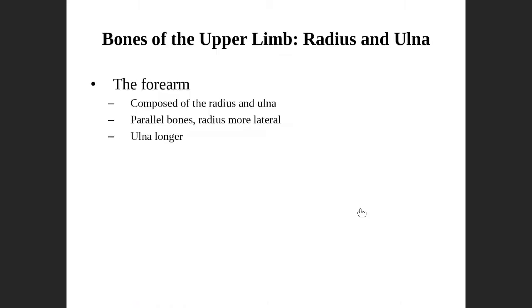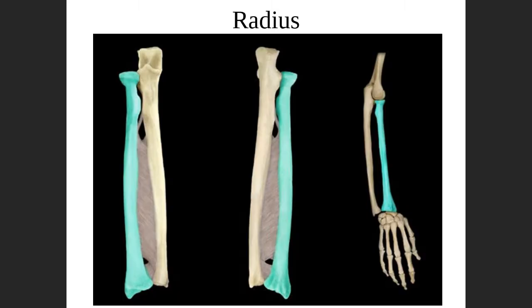All right, so let's talk about the forearm here. The forearm, also known as the antebrachium, is made up of two bones, the radius and the ulna. When you're in the anatomical position, the radius is going to be the lateral bone, and the ulna is going to be the medial bone. Let's take a look and see what that looks like here.